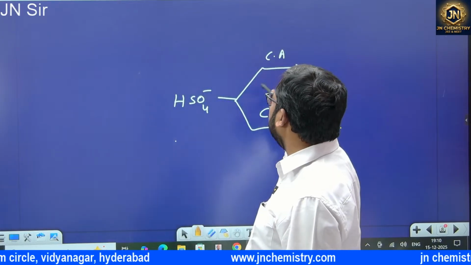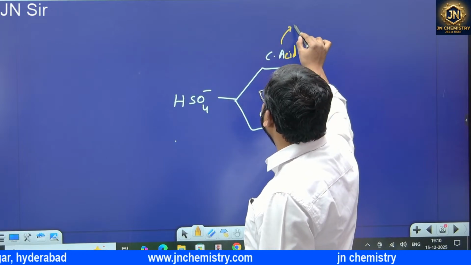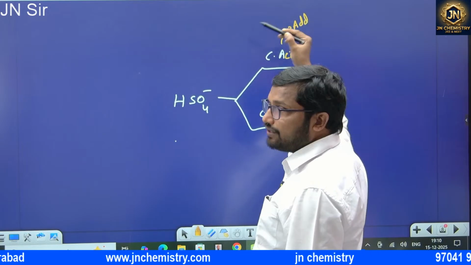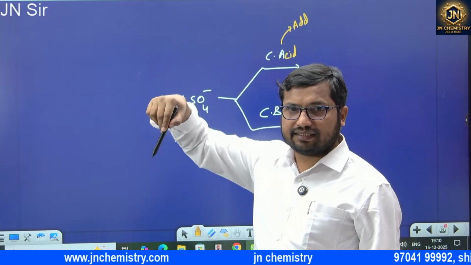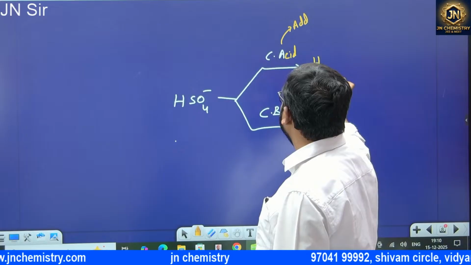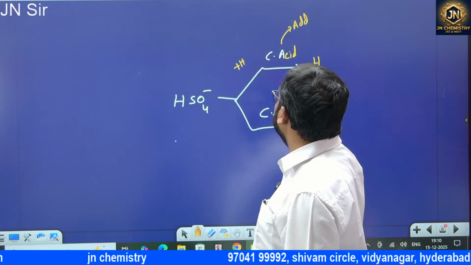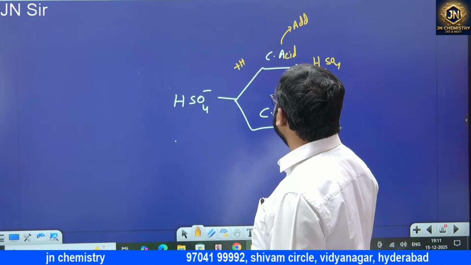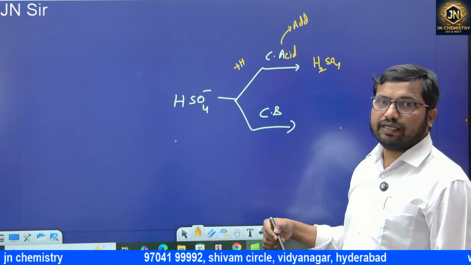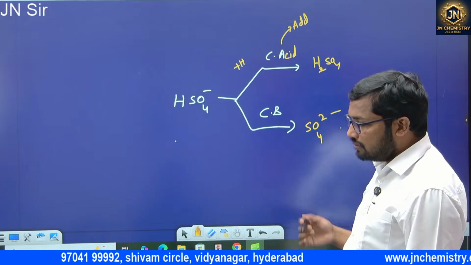So conjugate acid, acid means what? A means what? Add. What we need to add? H plus we need to add. So what is the difference? Conjugate acid means H2SO4 because we are adding the H plus. Conjugate base means we need to remove the one H plus. So SO4 2 minus. So write it down.